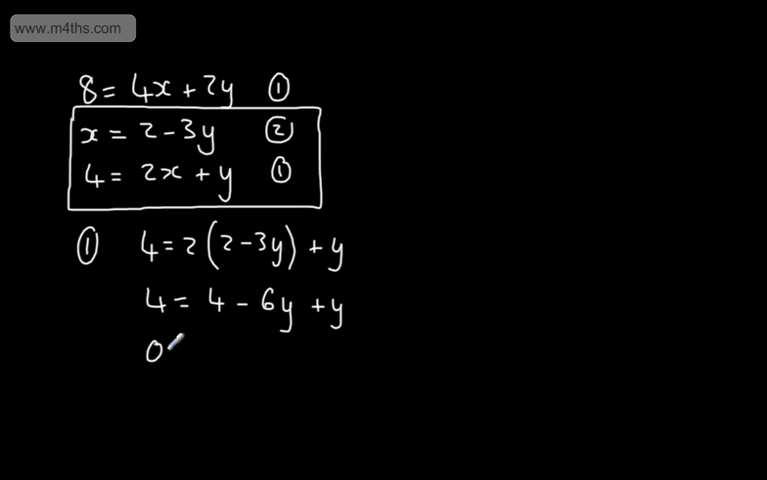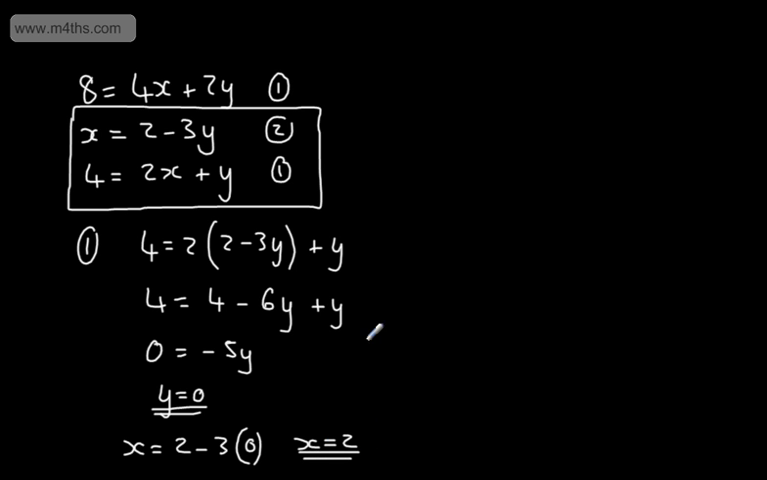So we can see from here that 0 is going to be equal to negative 5y, so y is going to be equal to 0. We can substitute that back in, substituting it back into the second one. x is going to be equal to 2 minus 3 lots of y, so we can see x is going to be equal to 2. Do they work? Well, let's have a look at this one right here. 4 is equal to 2 lots of x. Well, that's going to give me 4 plus 0, so it works for that one as well. So that's one approach.